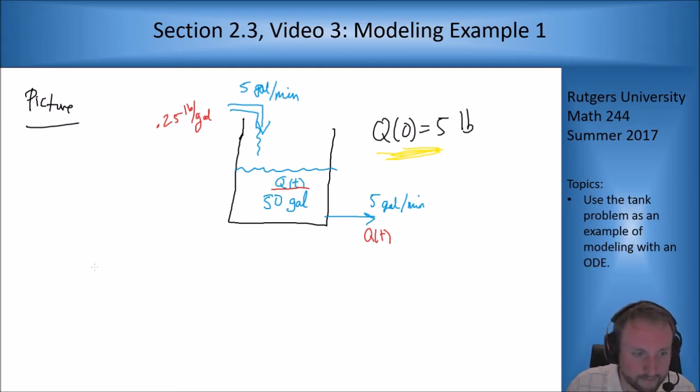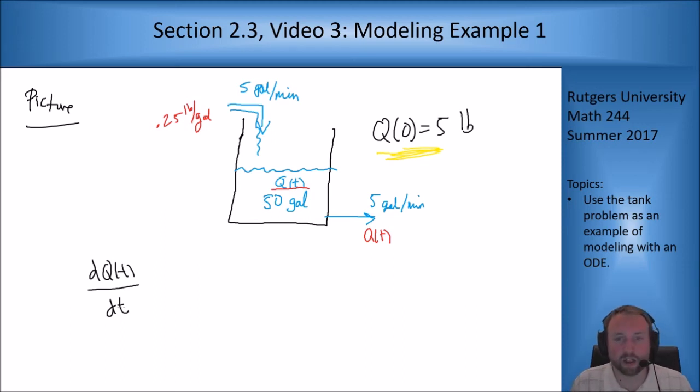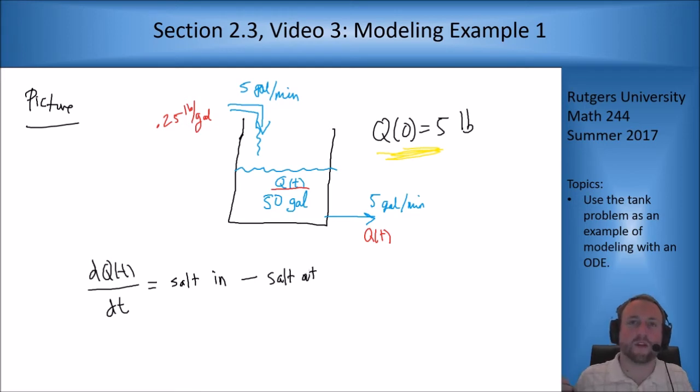All right, so how does the amount of salt in the tank change? So dQ/dt should be what? Well, the amount of salt in the tank should change based on how much comes in versus how much goes out. This should be salt in minus salt out. Now in this case, we're okay just doing this because we're assuming that salt doesn't get created or destroyed inside the tank. So the only way it can enter or leave is by flowing in or by flowing out.